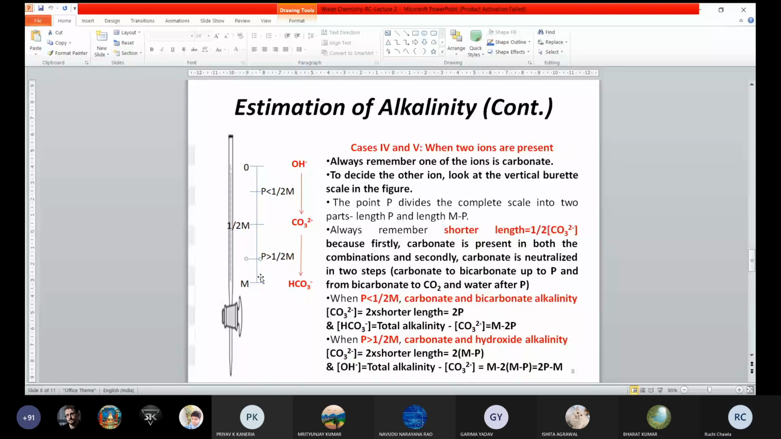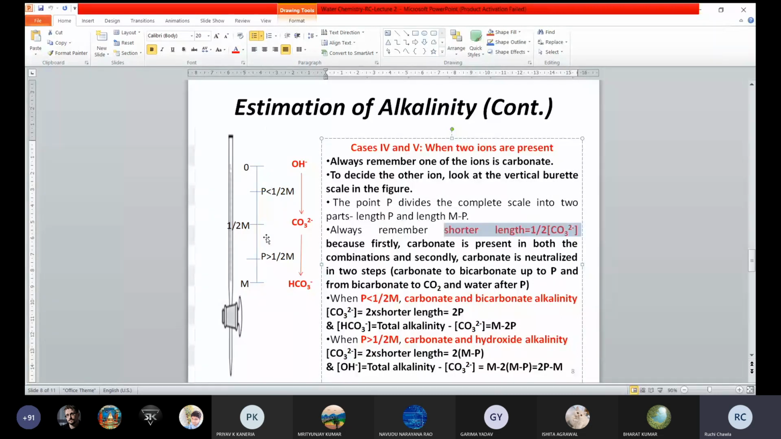So the trick said shorter length is half carbonate. So this is half carbonate. Remaining half carbonate acid volume will correspond somewhere here. It will end up over here. And you are left with the volume of acid in the beginning, before carbonate. So before carbonate, which ion is neutralized? Hydroxide. So this is the case of carbonate and hydroxide.